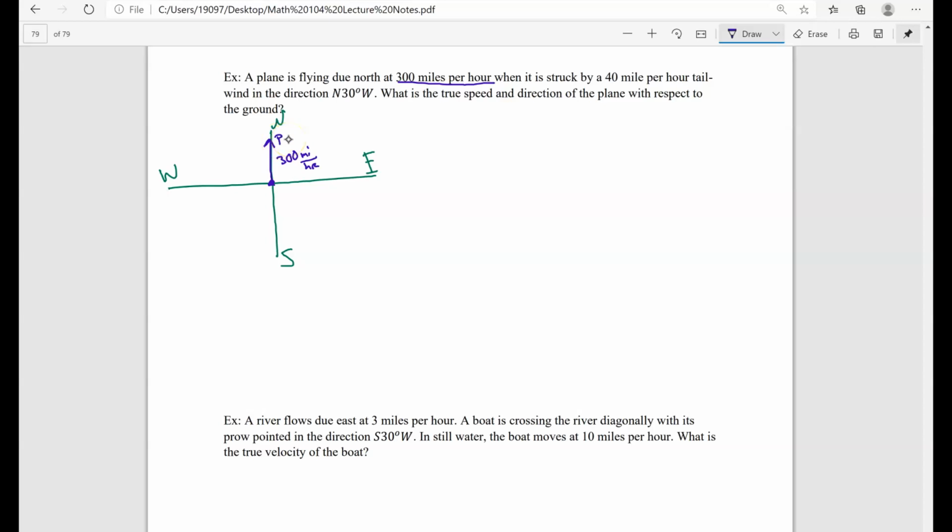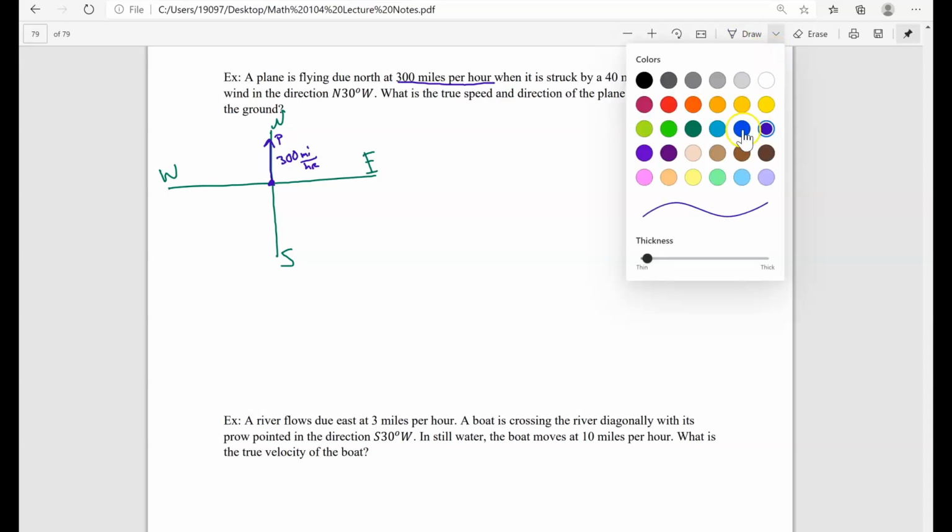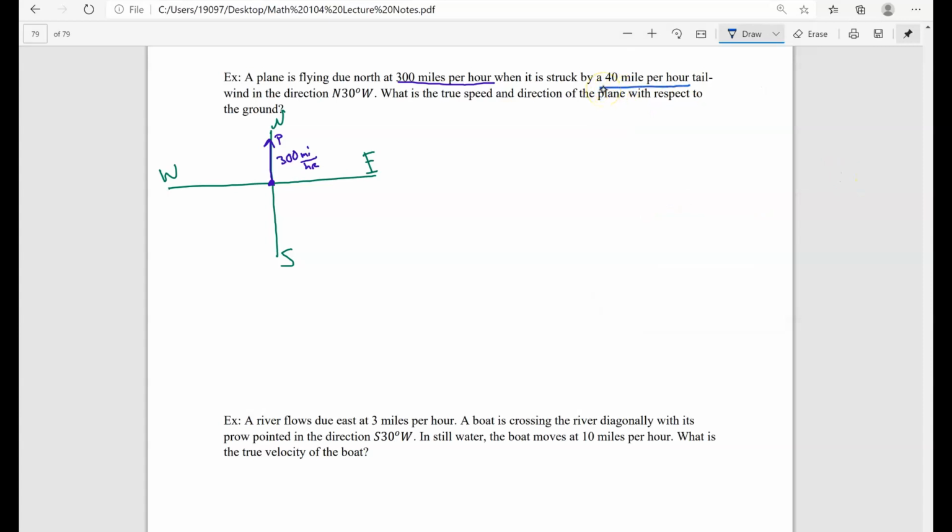And then it is struck by a 40 mile per hour tailwind. So you basically have this 40 mile per hour wind, and it's flying in the direction northwest. So it's basically going this way, northwest. Okay, so it's hitting it. You can kind of think about it like the entire plane isn't going north anymore. Now it's going this way. And this one is going with a 30-degree bearing.